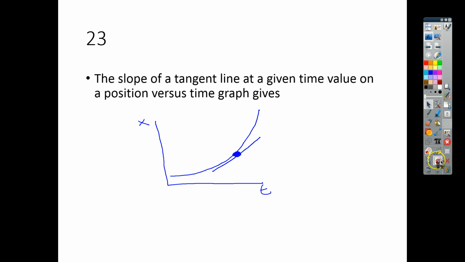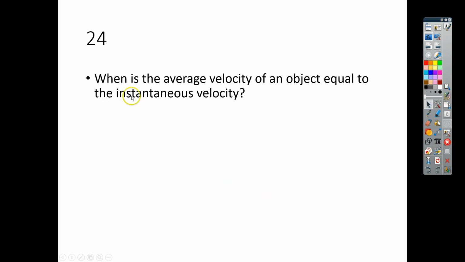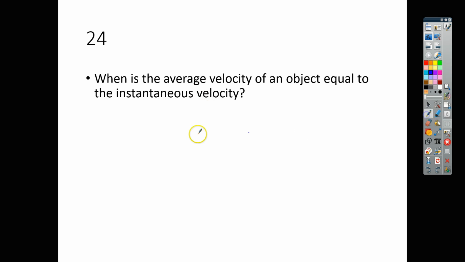For number 24, it says, what is the average velocity of an object when it is equal to that of instantaneous velocity? This is really only when velocity is constant. So if I have a position versus time, and I go like this, then the average velocity along this line is the same as the instantaneous velocity.